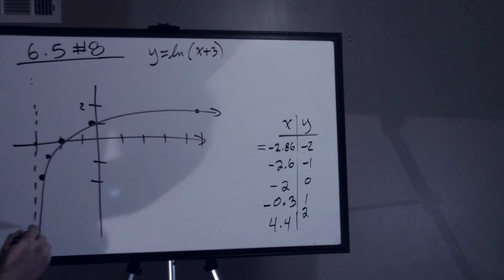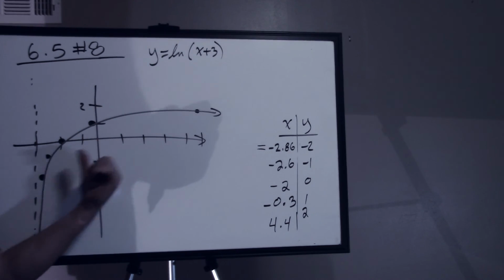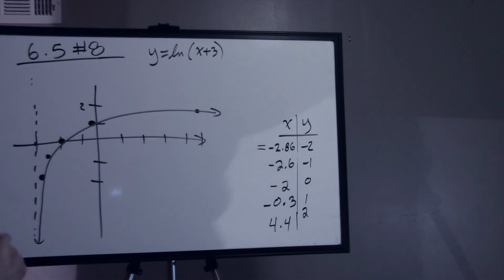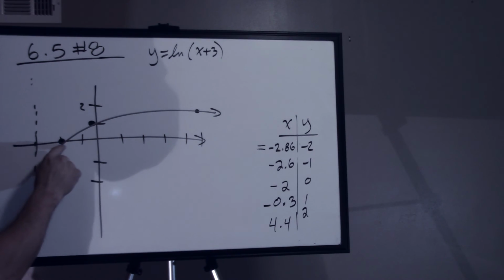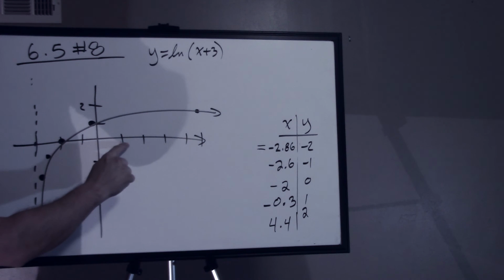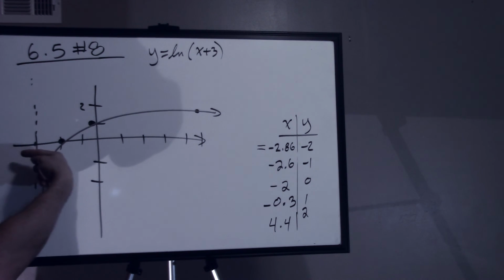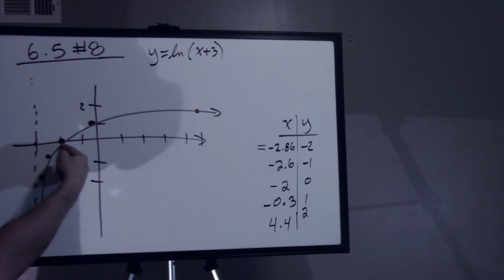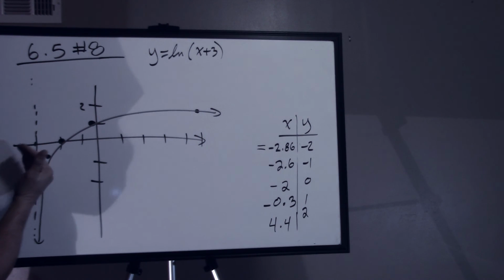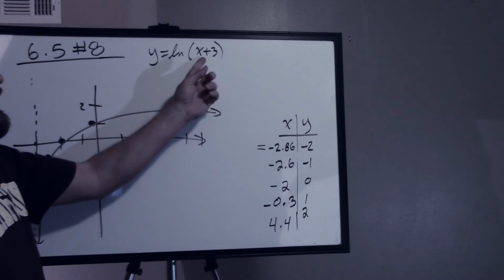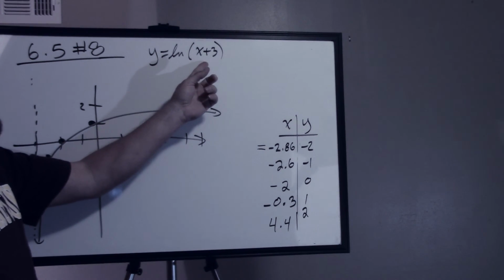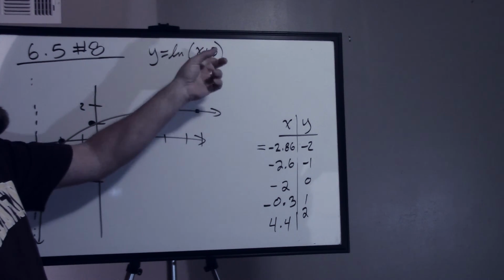But you can see if you compare this to the natural log, I've just shifted everything over by 3. This pivotal point here would typically have been at 1, 0. It's been shifted to the left by 3 and ends up here. The asymptote gets shifted left by 3, and that's all apparent by this x plus 3. You shift it in the opposite direction of that.